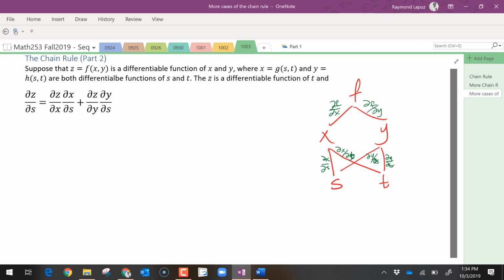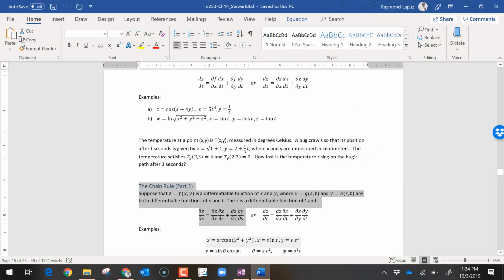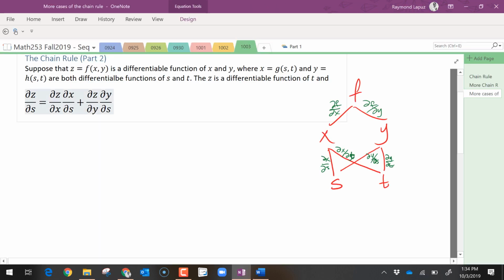So notice that I have two variables in the end. Everything's going to be a partial derivative. So there's two formulas that we need to consider. The derivative of f with respect to s, and the derivative of f with respect to t. So we have two sets of partial derivatives to look at.